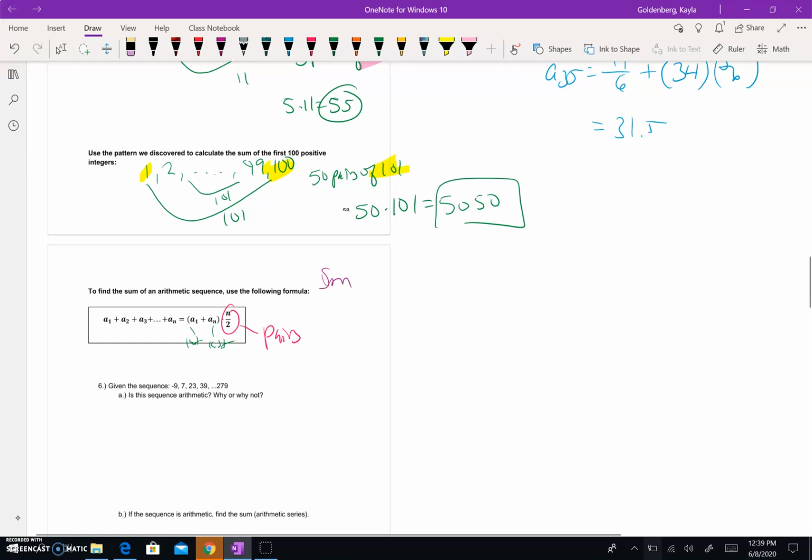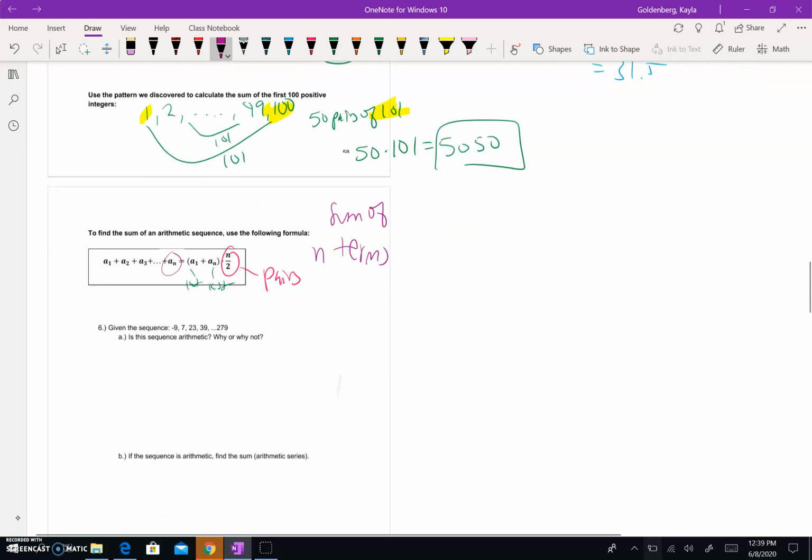and that's terribly written, sorry about that. Let me try that again. So sum of n terms. Notice we stop at the nth term here.